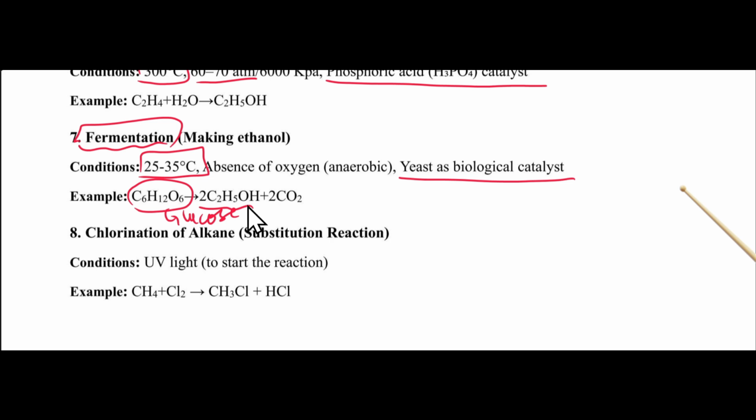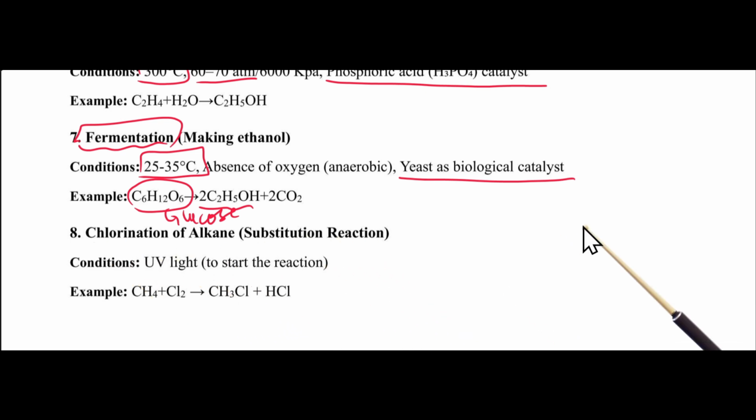And how do we usually do it at our homes? When you are baking something and you add the yeast powder, actually we are doing the process of fermentation, and this process usually takes place in the absence of oxygen. Remember that this is also a condition. You cannot do this process in the presence of oxygen. So fermentation is actually carried out at room temperature, with the absence of oxygen and with the addition of the yeast as a biological catalyst.